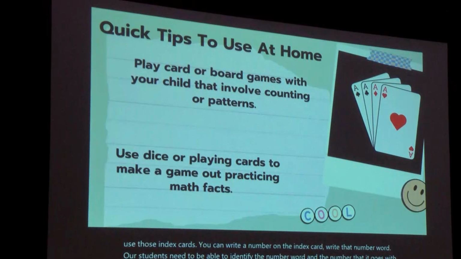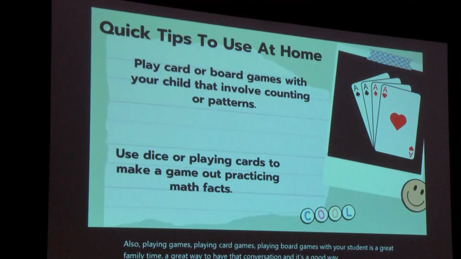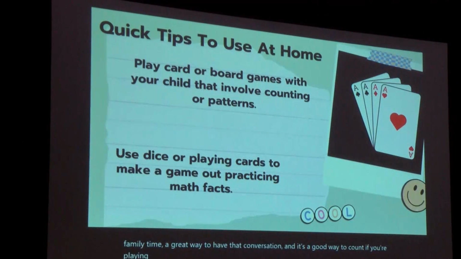Also, playing games, playing card games, playing board games with your student is a great family time, a great way to have that conversation, and it's a good way to count. If you're playing Monopoly, your students will see that dice. They'll have to count how many spots they have to move on that board. So you're having fun while you're actually learning as well.